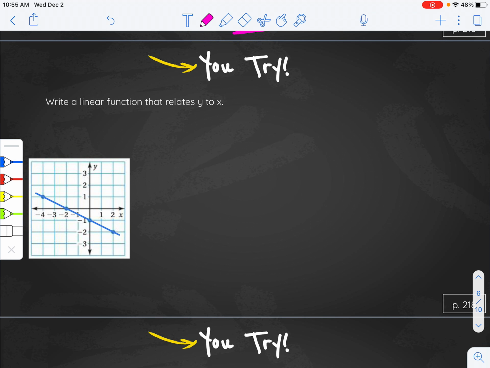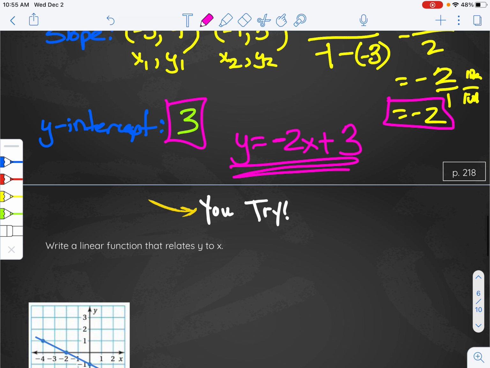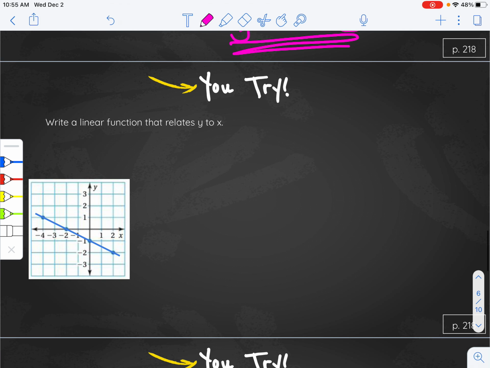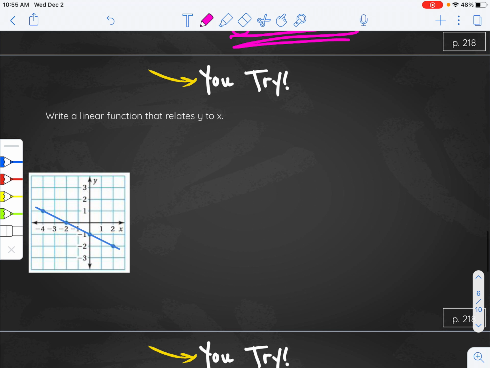All right, now it's your turn. So your job is to write a linear function that relates y to x. And that's what we did right here. We took y and we said, all right, how does y relate to x? Well, y relates to x by doing -2 times x plus 3. So pretty much writing that linear function. So this is where you would pause the video. You'll need to find the slope, the y-intercept, and then write your equation. So go ahead, pause, give it a try, and press play when you're done.